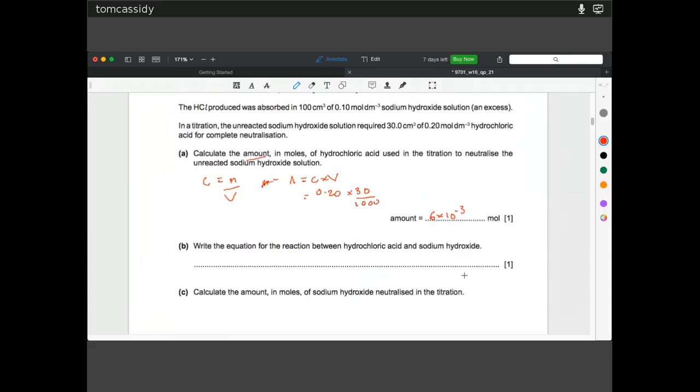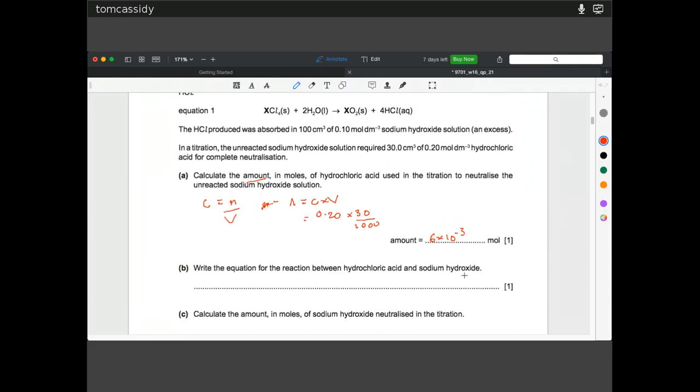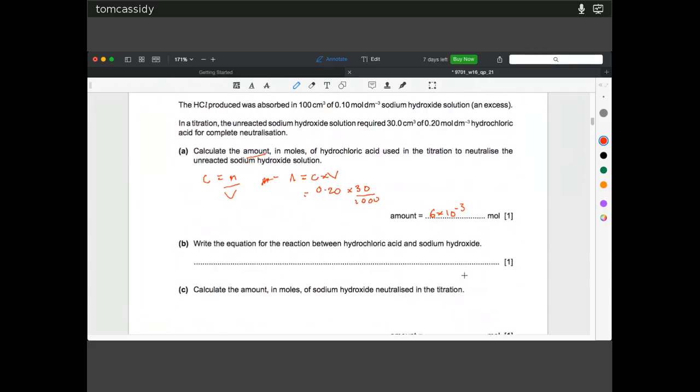Now, they're guiding us through step by step. So they're asking us next to write the equation for the reaction. That's GCSE knowledge. An acid and a base makes a salt and water. So we can just put in there the acid and the base, making a salt and water. Easy stuff. That's GCSE knowledge.